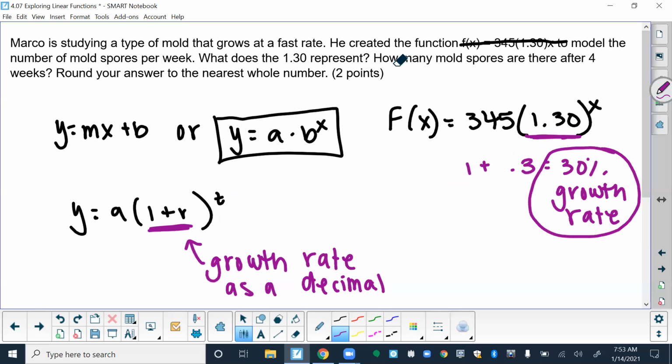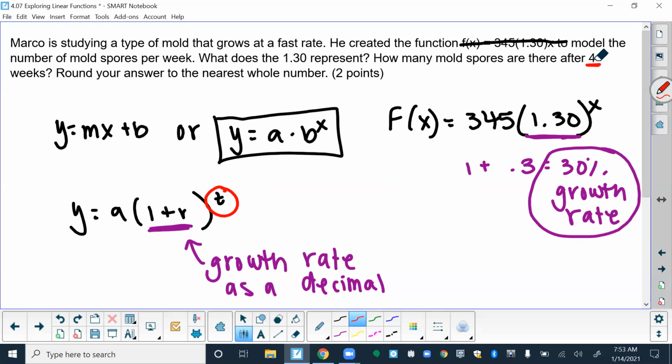Now, the other question says, how many mold spores are there after 4 weeks? Round your answer to the nearest whole number. Well, what do I do with that 4? Since 4 represents a time frame, it's safe to say that that's going to be your exponent. You also know that it's your input, so you could think of it 2 different ways, but that's usually the time frame that your exponent represents.